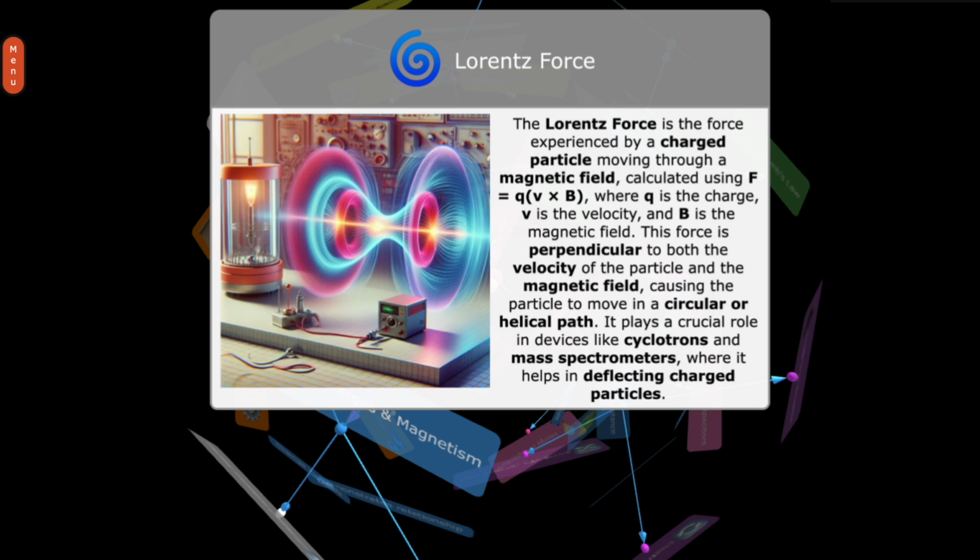The Lorentz force is the force experienced by a charged particle moving through a magnetic field, calculated using F equals Q, V times B, where Q is the charge, V is the velocity, and B is the magnetic field. This force is perpendicular to both the velocity of the particle and the magnetic field, causing the particle to move in a circular or helical path. It plays a crucial role in devices like cyclotrons and mass spectrometers, where it helps in deflecting charged particles.